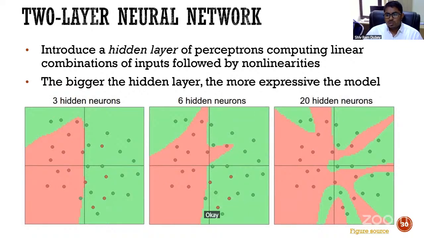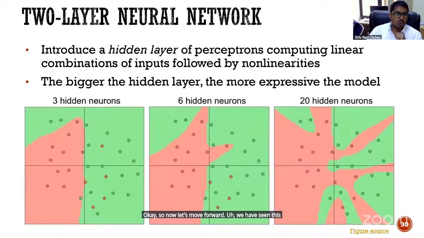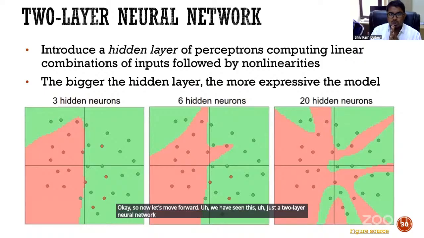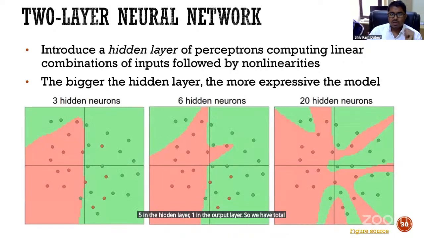Okay, so now let's move forward. We have seen this just as a two-layer neural network. Now one question is, what is the significance of the number of neurons? For example, here in this case, the total number of neurons we have is 6, 5 in the hidden layer, 1 in the output layer. So we have a total of 6 neurons. Then what is the significance of the neurons?